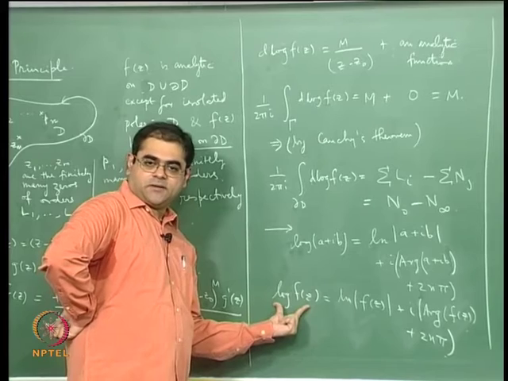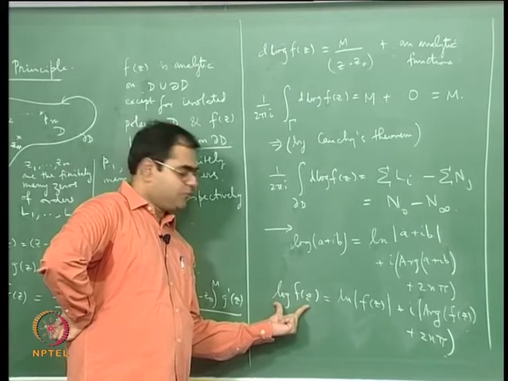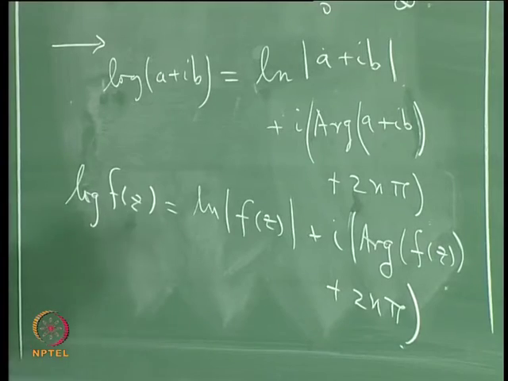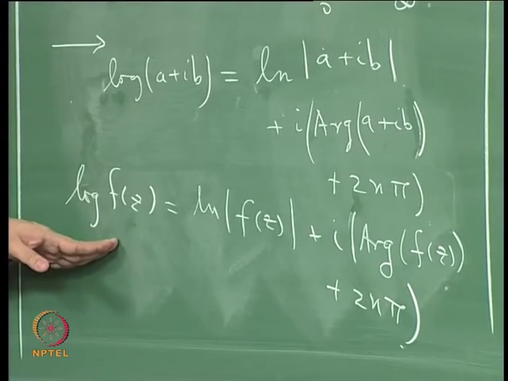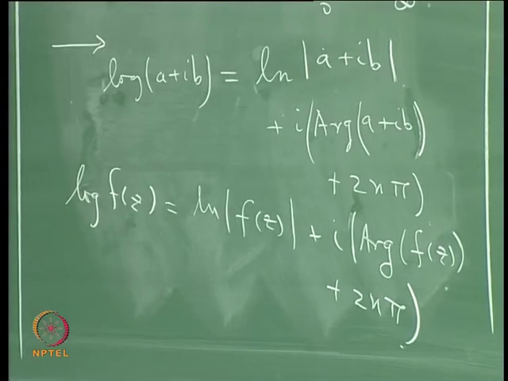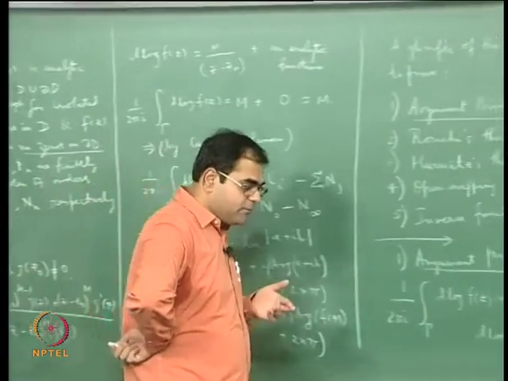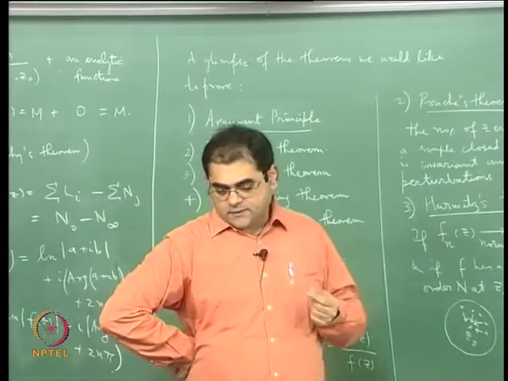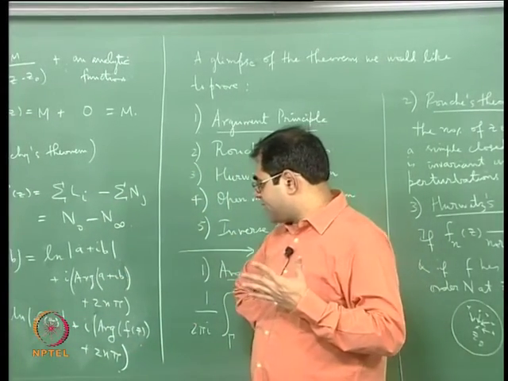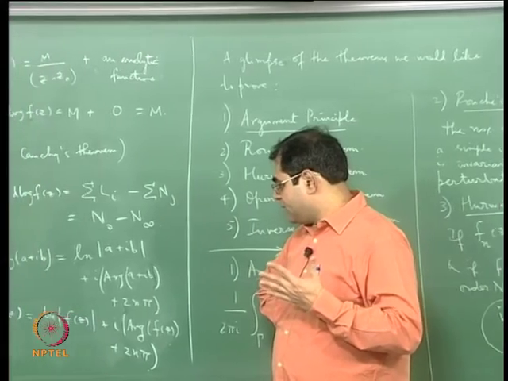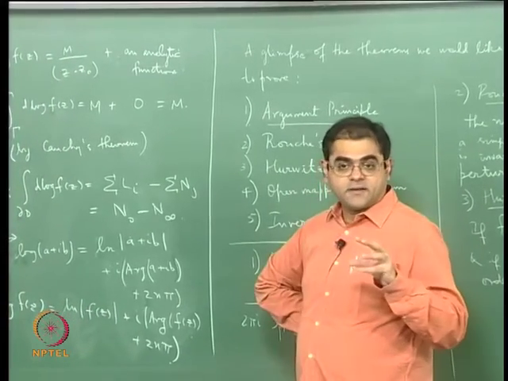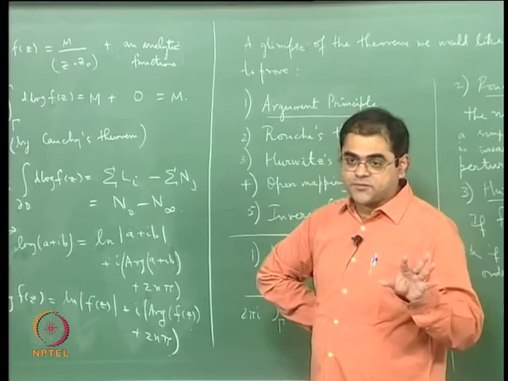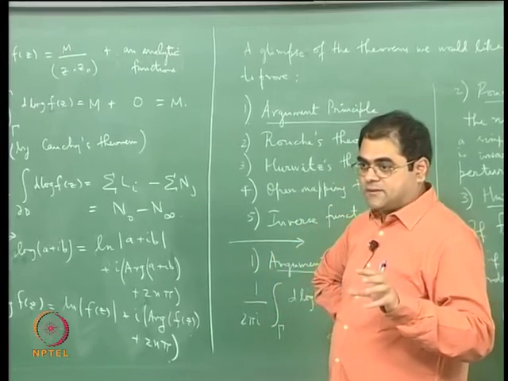What you will have to do is some kind of slitting of the domain, throwing away some points from the domain, to get what is called a branch of this logarithm. And one case where you can always get a logarithm is if your domain is simply connected and the function never vanishes on your domain. You can always find a logarithm.